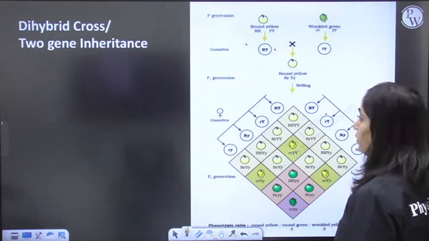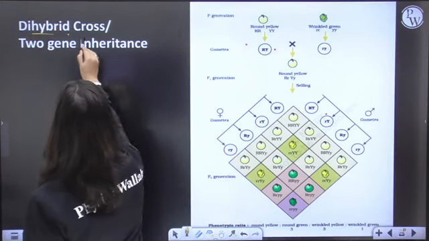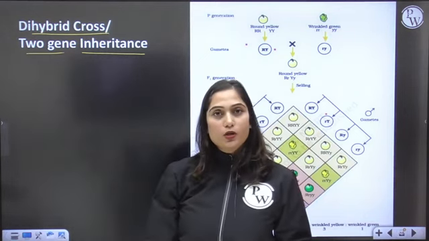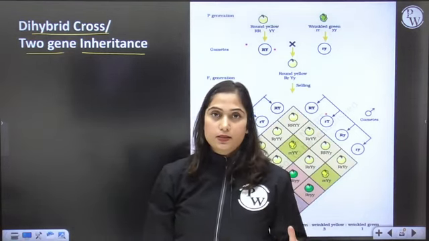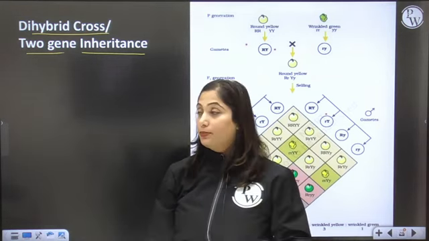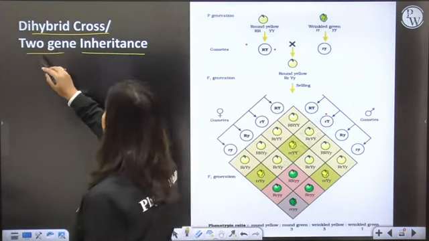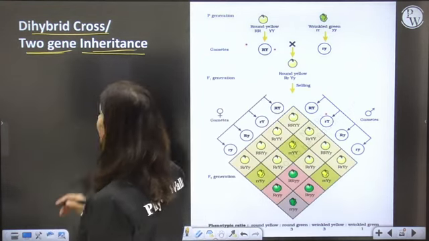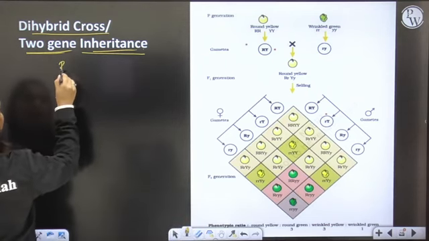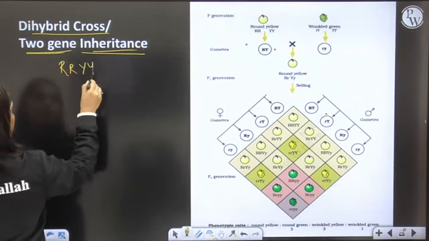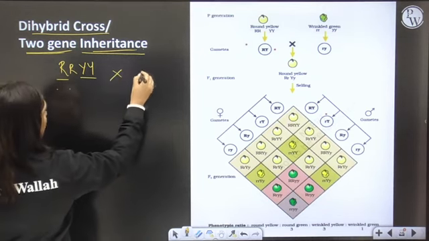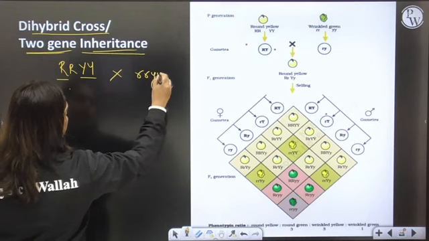Now let's move on to the dihybrid cross or the two gene inheritance. In the monohybrid cross, we were seeing the inheritance pattern of only one gene, but here the inheritance pattern of two genes is studied together. So here we are taking two genes together, right? So this is round yellow crossing with the wrinkled green.